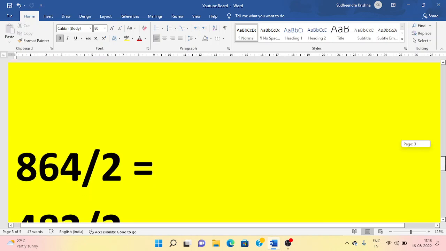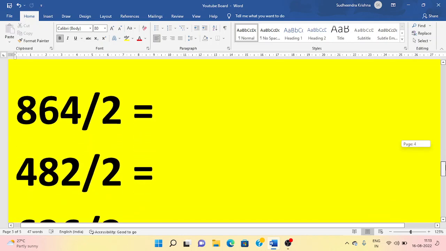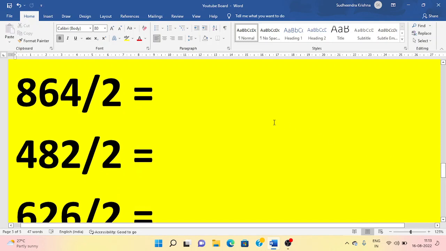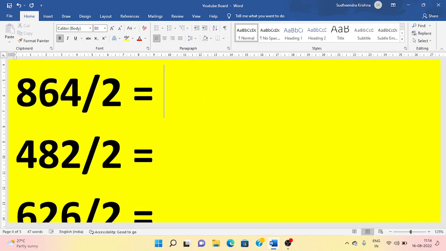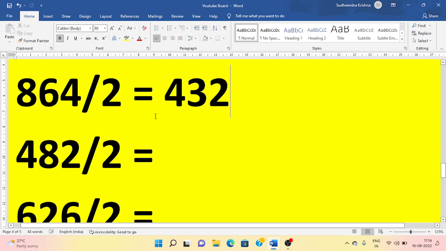Now let us see the last method, that is the division method. In this method, I'll divide the digits of the number by 2. For example, I have 864. I have to find half of 864. So you divide the digits of 864 by 2. So 8 by 2 is 4, 6 by 2 is 3, and 4 by 2 is 2. So this is the required answer. It's as simple as that.